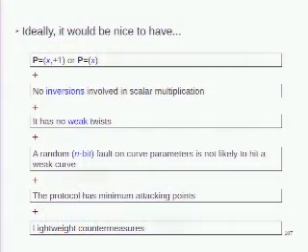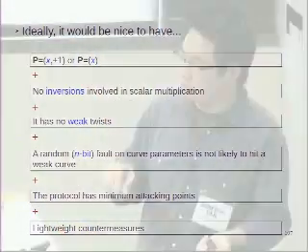There's only one, or there are no attacking points, for example. It would be great. And we want lightweight countermeasures. So every countermeasure you use, you add extra hardware, you need more time, you need more energy. So we really don't want countermeasures.